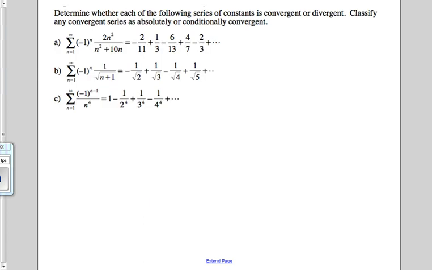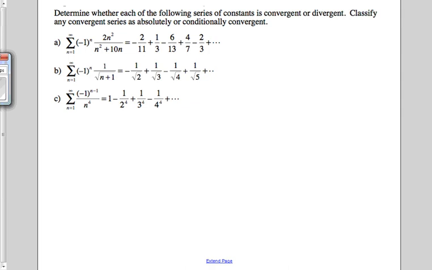So now, in the last little bit, we want to wrap this up a little bit. Determine whether each of the following series of constants is convergent or divergent, and then we want to classify any of the series as absolutely or conditionally convergent. So let's take a stab at this. We'll start off with A.